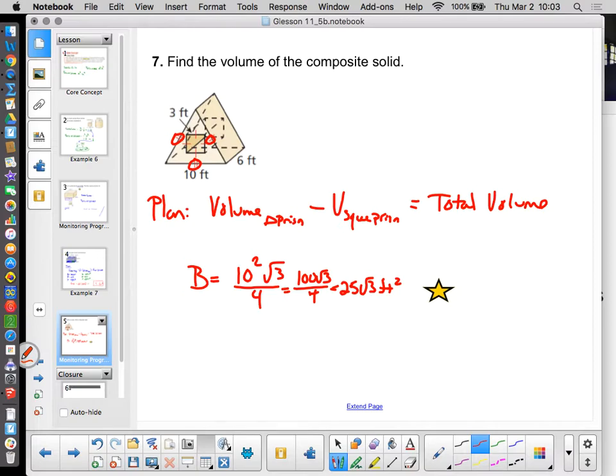Okay? The height of the prism, remember the base is the triangle. The base is not the rectangle. The base is the triangle. That's why we did it that way. The height is 6 feet. So the volume is 6 times 25 is 150 root 3 cubic feet.